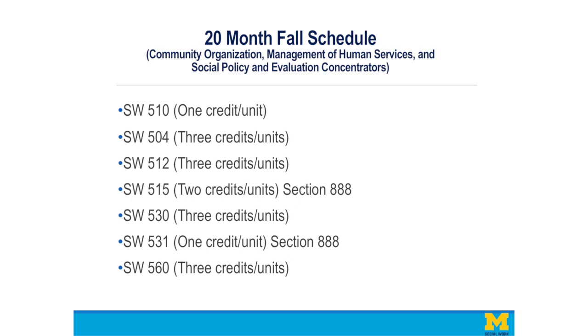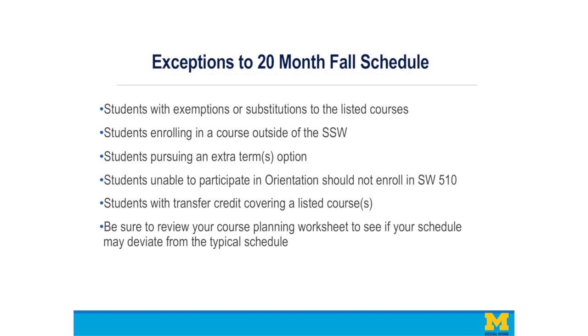There are some exceptions to this schedule as I've just set it out. If you have an exemption or an approved substitution for one of the courses listed, obviously you wouldn't enroll in that course, and you will have a substitute course to consider enrolling for in the fall semester. If you're enrolling in a course outside the School of Social Work, you'll want to talk with us in the Office of Student Services about which course you might want to delay that would be listed as a typical course for a 20-month student. If you're pursuing an extra term option, you will probably want to have a reduced load here in this first fall term.